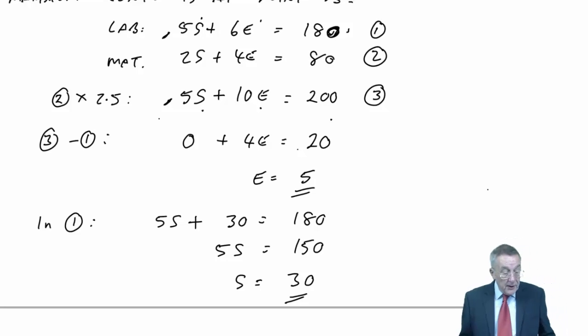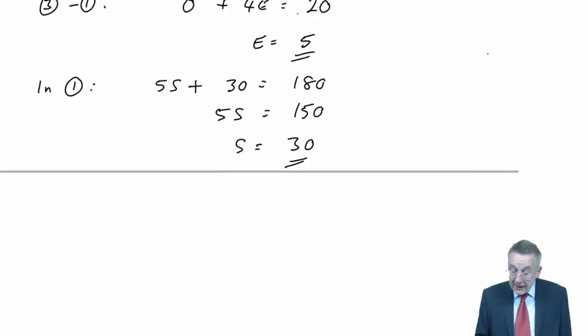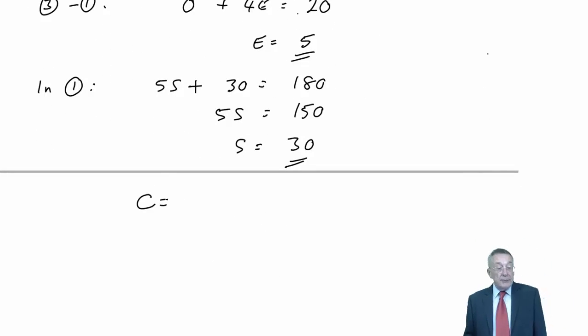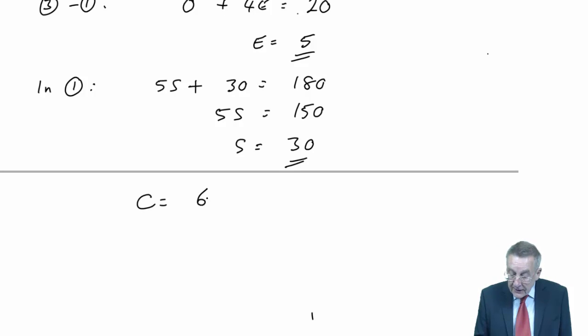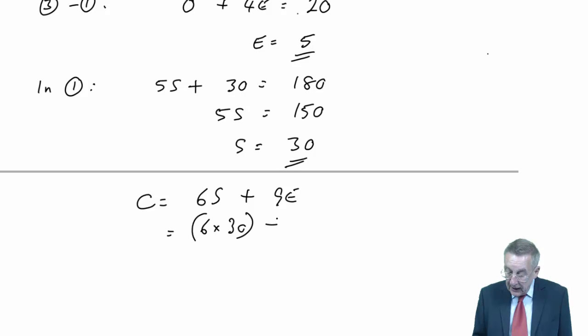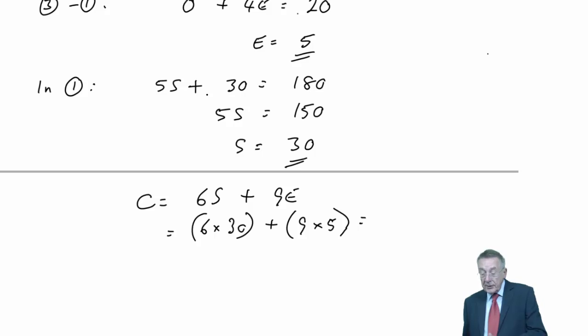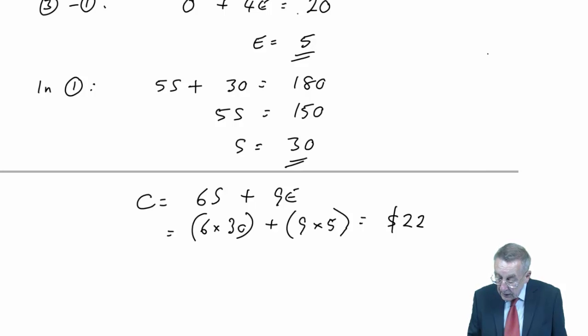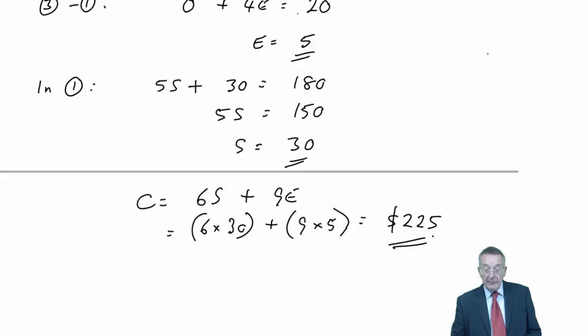The question also, though, said, what's the contribution that we'll get? Well, of course, that's easy. We've written down right from the very beginning, the contribution is 6s plus 9e. Well, we now know how many s's and e's. So 6 times 30 s's plus 9 times 5 e's. What's the total? 180, 45. There is the maximum contribution, 225.